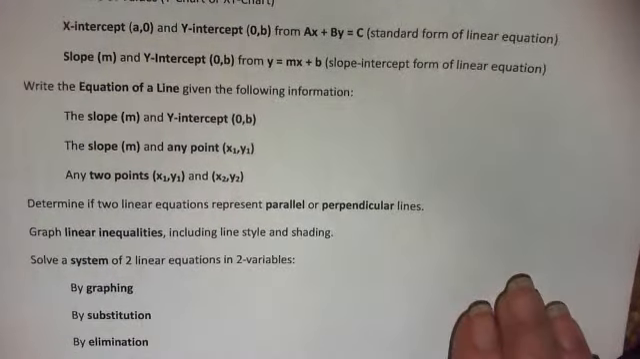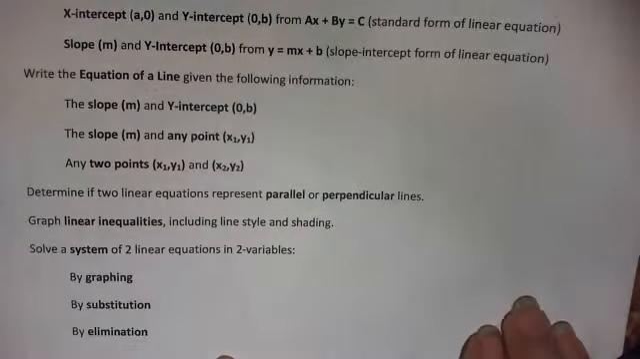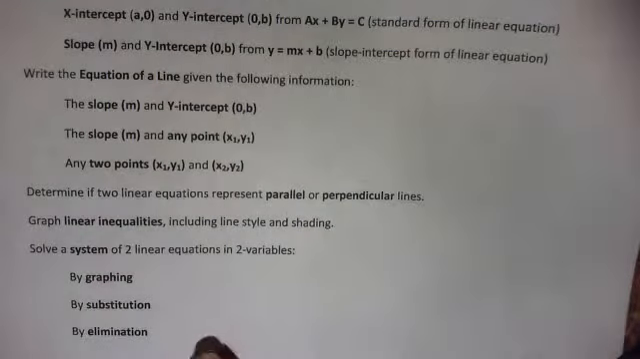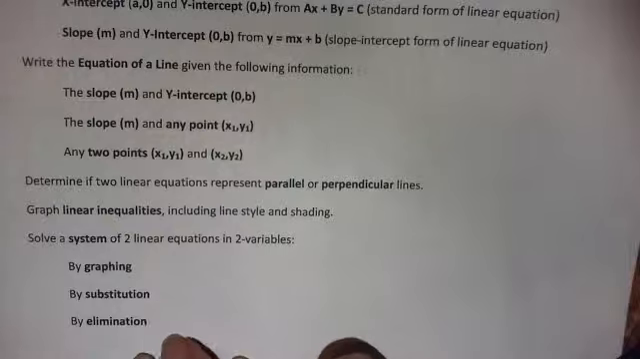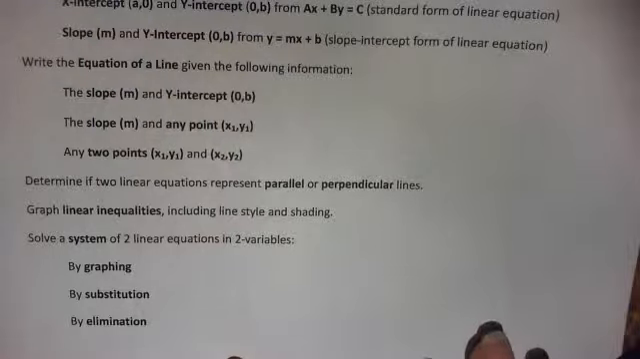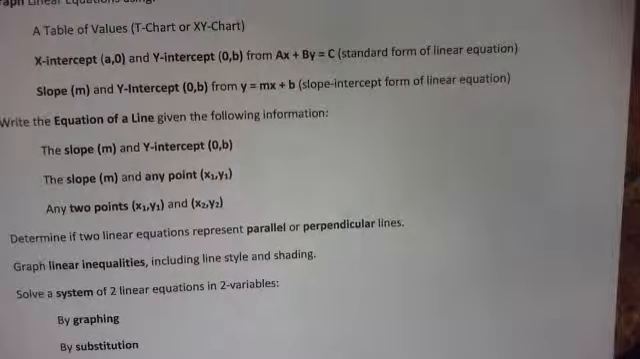And then in chapter 15 we dealt with systems of 2 linear equations in 2 variables, and we needed to be able to solve those systems by graphing, where we graph one line at a time and see if they have an intersection, by substitution, and by elimination. And we'll go over some examples of those skills.